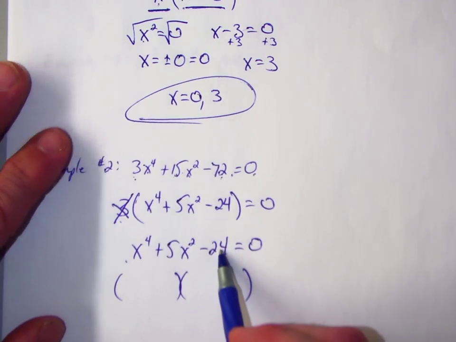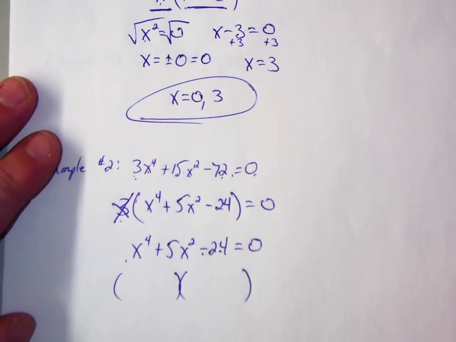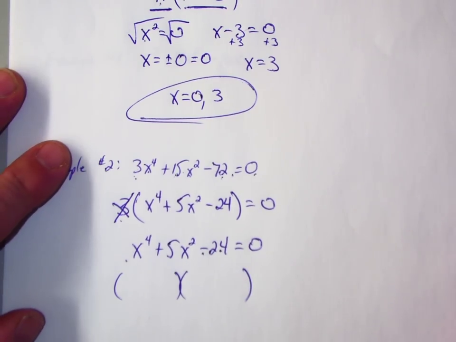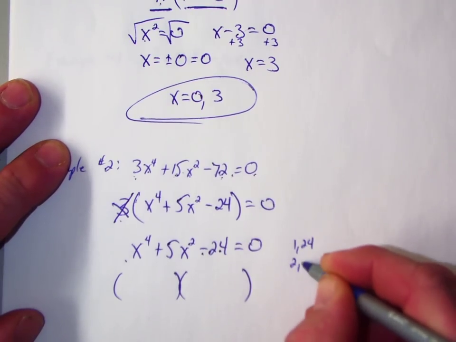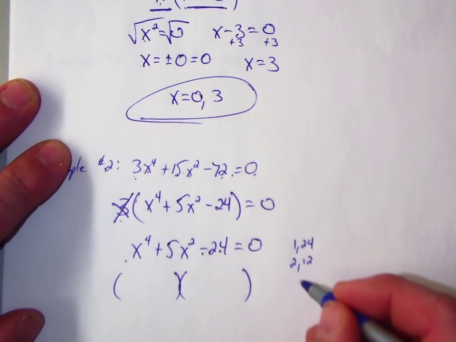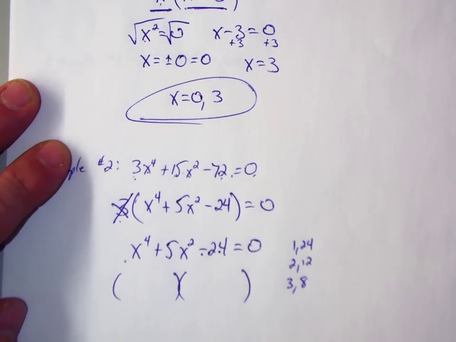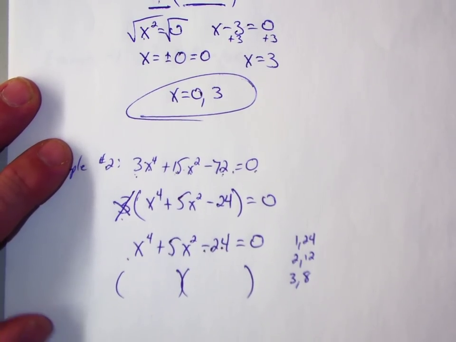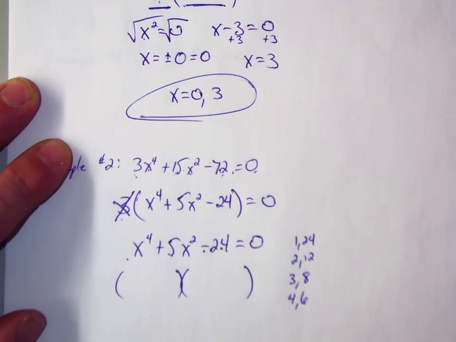So therefore, what are the factors of 24 that if I subtract will give me 5? Well, the factors are 1 and 24, 2 and 12, 3 and 8. Let's see here. Is there any more? Yes, sorry, there's one more, 4 and 6.